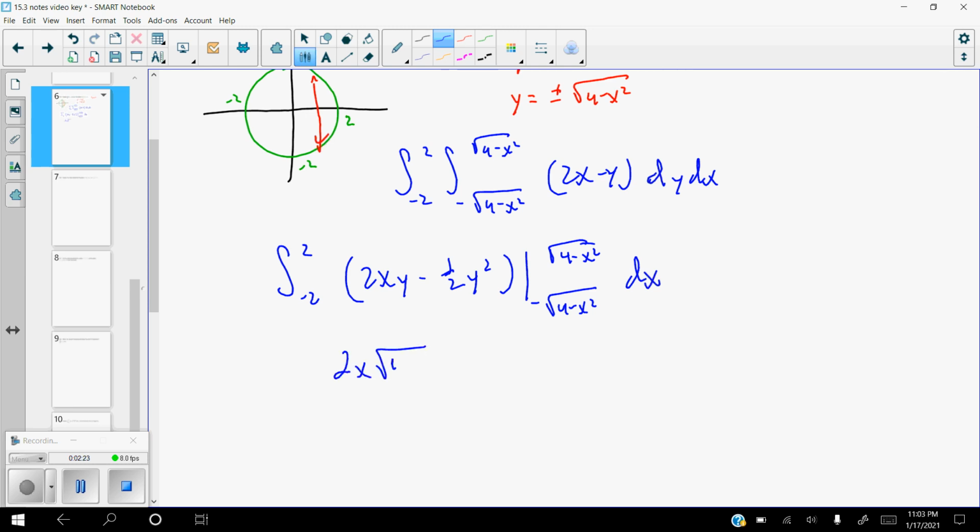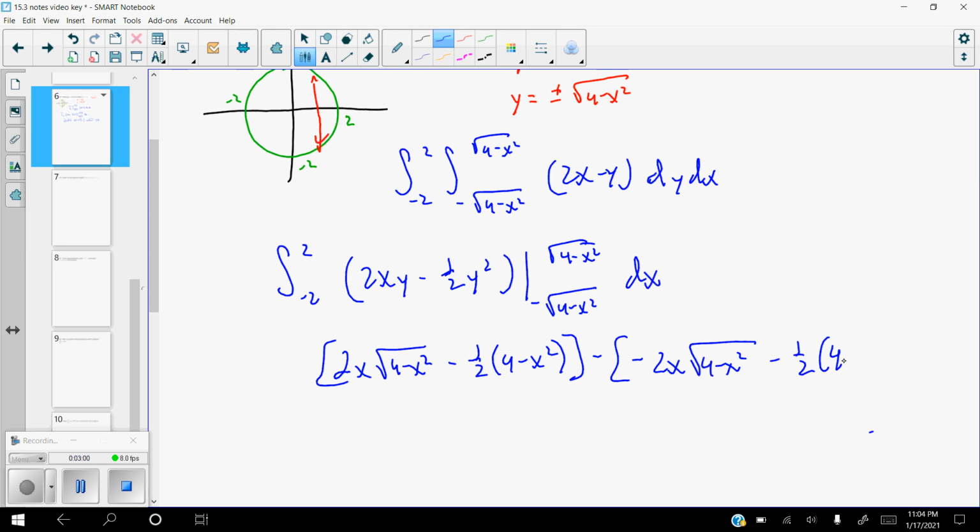All right, let's see, plugging the square roots in, we're going to get 2x square root of 4 minus x squared minus 1/2. The square root of 4 minus x squared, squared, is just going to be the 4 minus x squared, minus. Plugging in the negative square root, we're going to get minus 2x square root of 4 minus x squared, and then minus 1/2 of 4 minus x squared, because I'm squaring it again, remember.